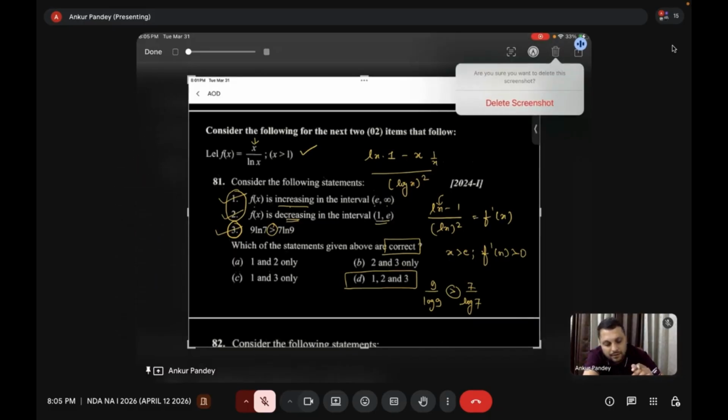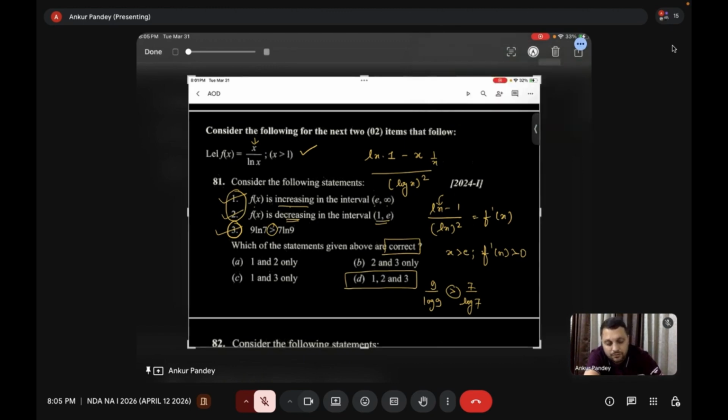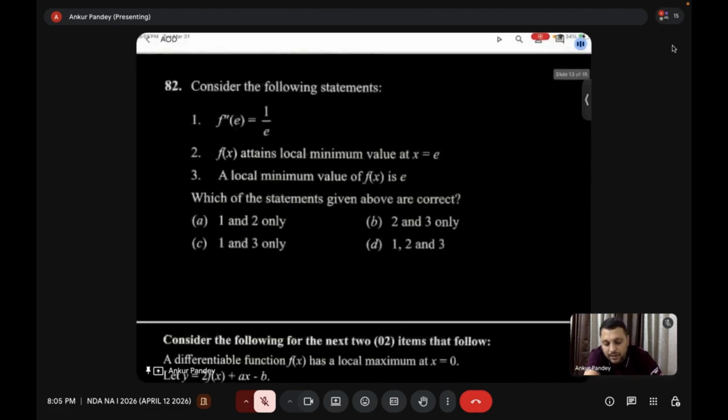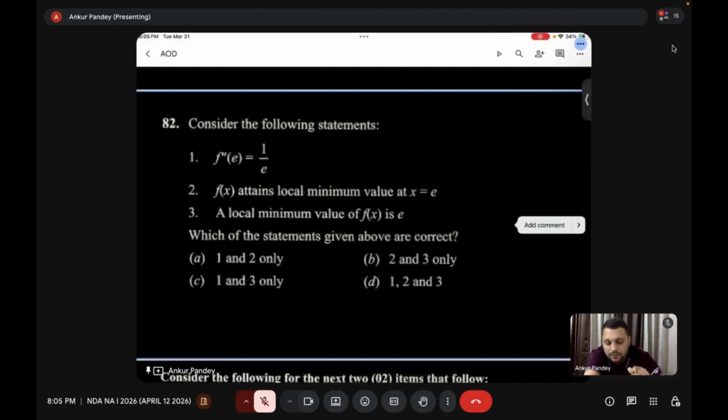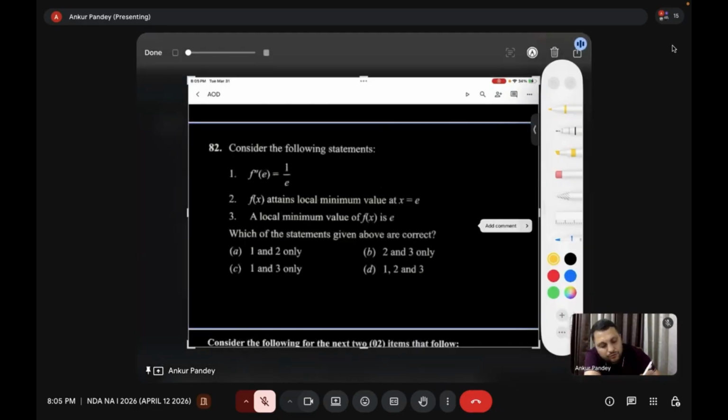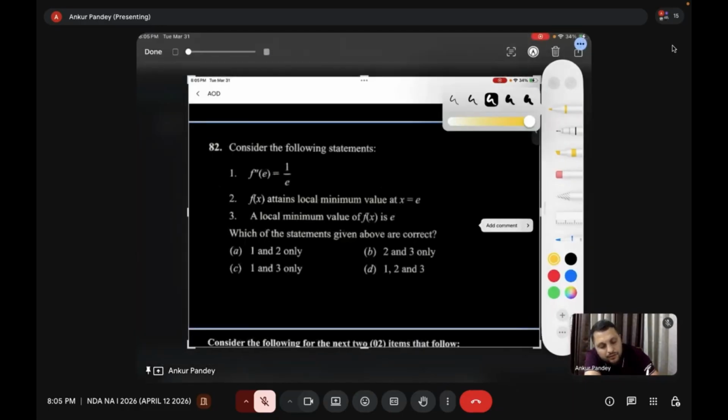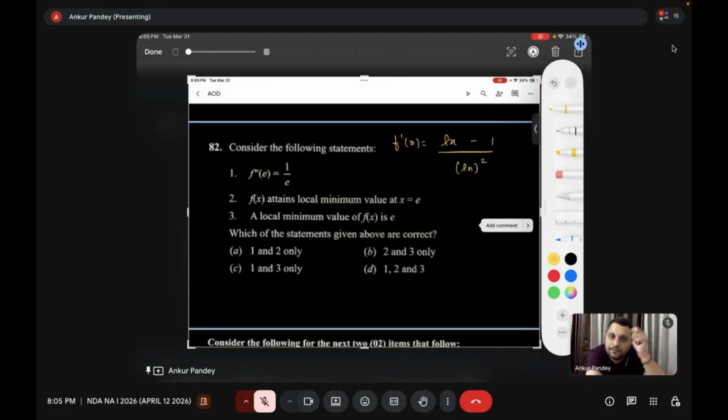Remember the differentiation of log x minus 1 over log x whole square, because that will be of use. Now second question, f double dash. We know that f of x is log x minus 1 upon log x whole square. Clear?